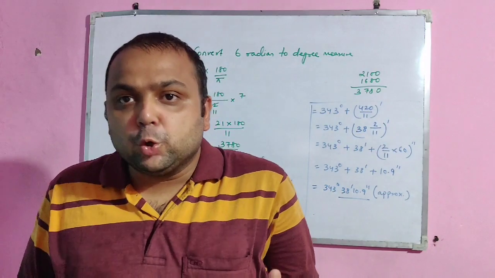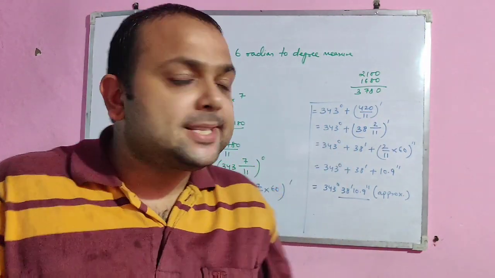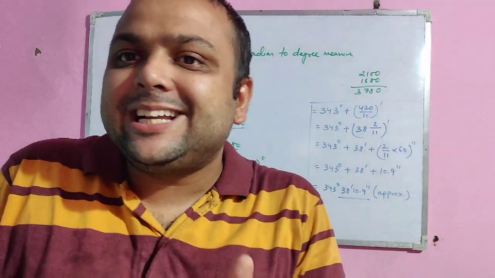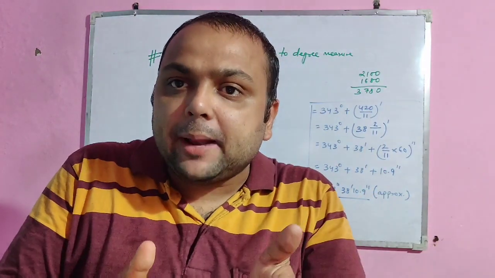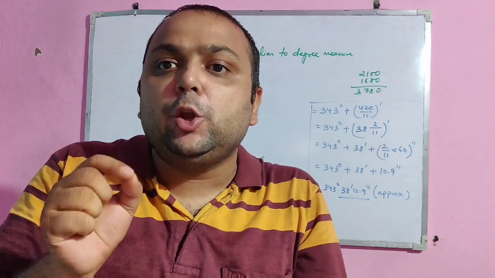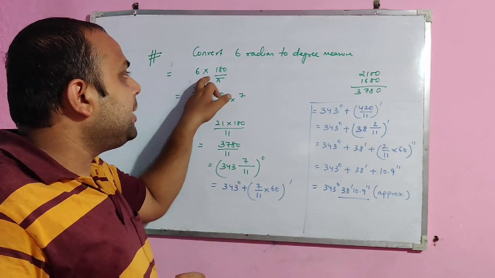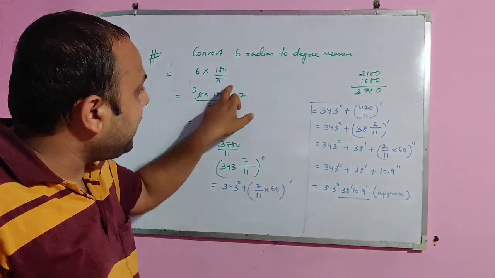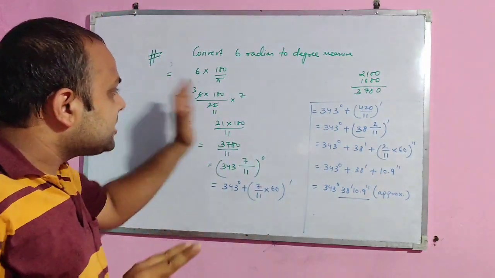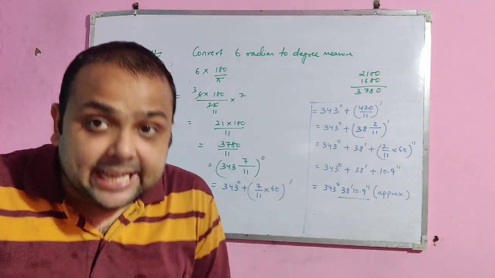Now I will tell you one question in which we are doing the converse, radian converted back to degree. The question is, convert 6 radian to degree measure. In order to convert radian to degree, you should multiply by 180 upon pi, and you should place the value of pi, which is 22 upon 7. So this is 6 multiplied by 180 by pi, where pi is 22 by 7. So 7 is shifted to the numerator. Then simplifying it, we get 3780 upon 11 degree.